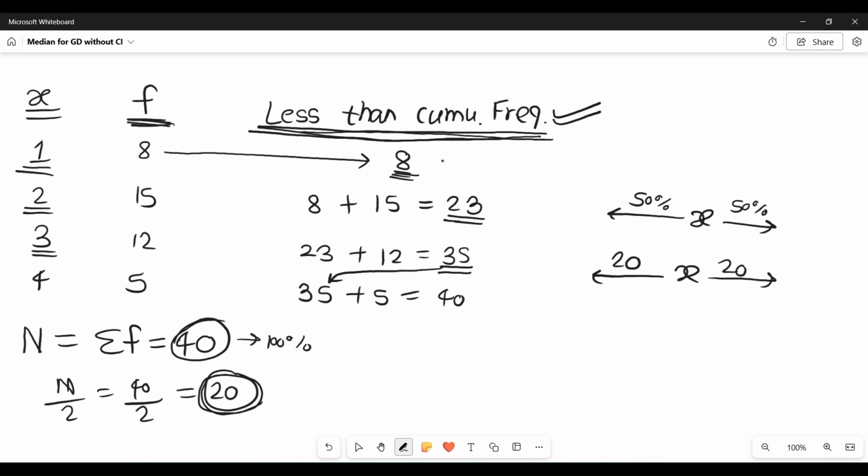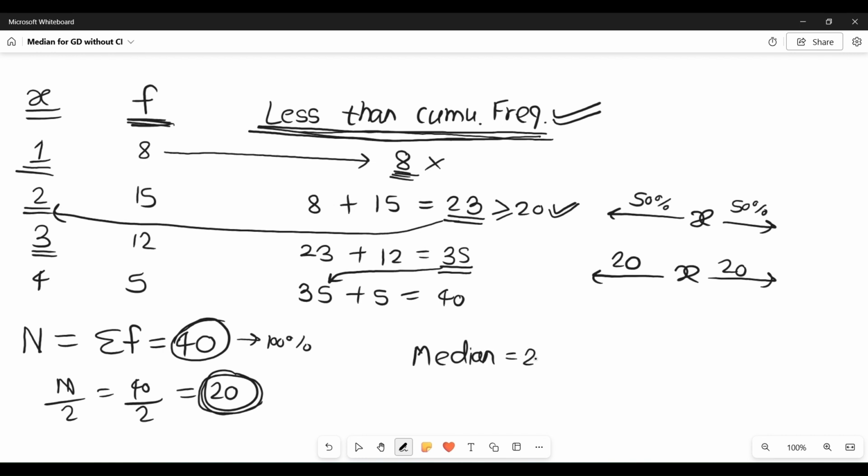Starting with 8 is not immediately greater than or equal to 20. Next 23, correct. 23 is immediately greater than or equal to 20, and the respective X value is 2. So our median is 2. So our answer, median, is equal to 2.